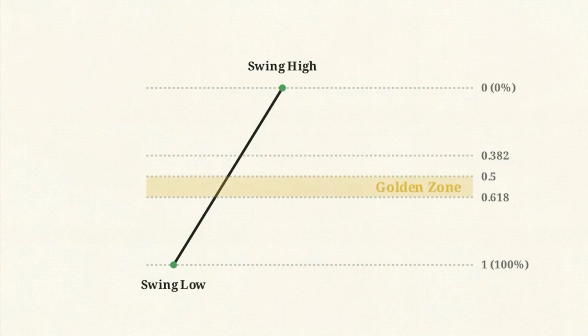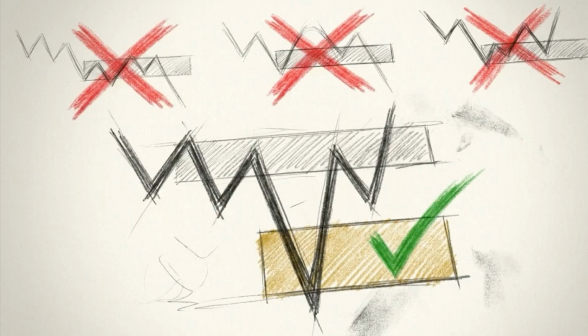Instead, we wait for the price to drop into the golden zone. This is the specific area between the 0.5 and 0.618 Fibonacci levels. A drop into this pocket gives us our baseline requirement for a valid setup. By automatically filtering out shallow dips and restricting your attention exclusively to the golden zone, you immediately eliminate the low probability trades that drain your account.